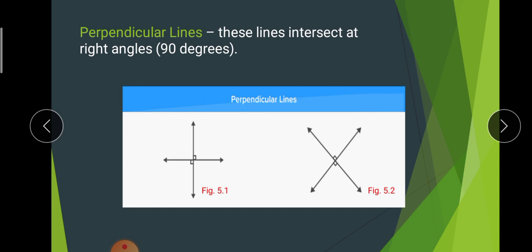Next is perpendicular lines. These lines intersect at right angles or 90 degrees. For figure 5.1, the horizontal and vertical lines intersect. As they intersect, they form an angle of 90 degrees. Same as figure 5.2. Every time na may makikita kayong square na maliit, tulad nito, ibig sabihin, ang angle between them is 90 degrees.